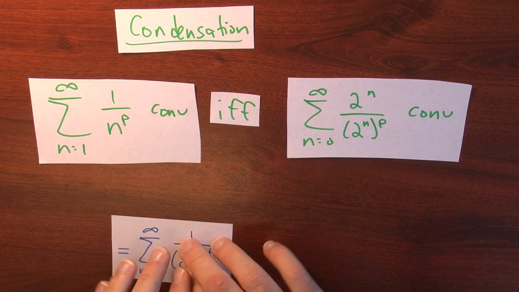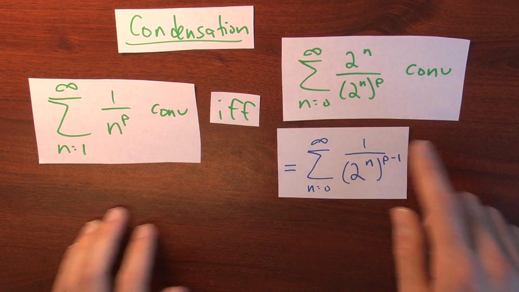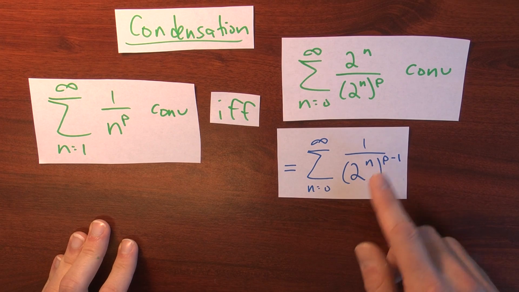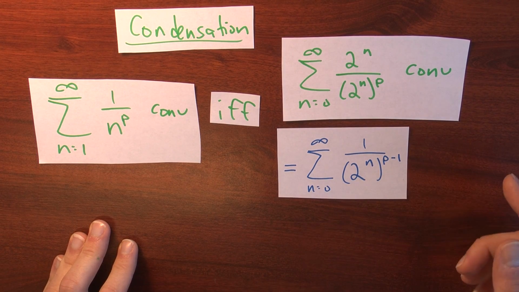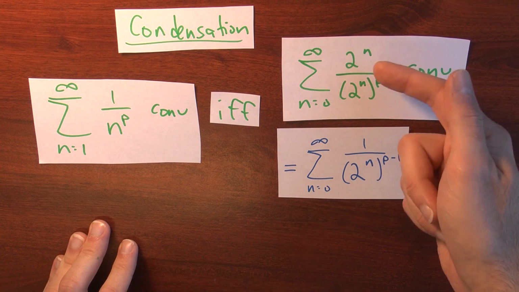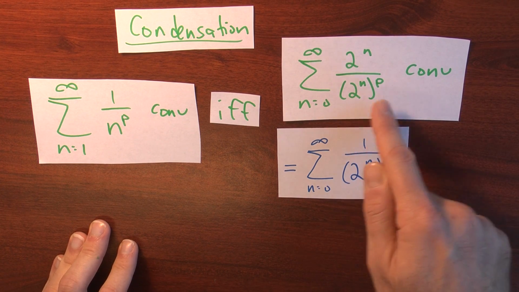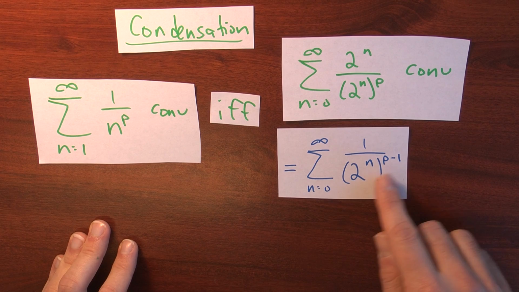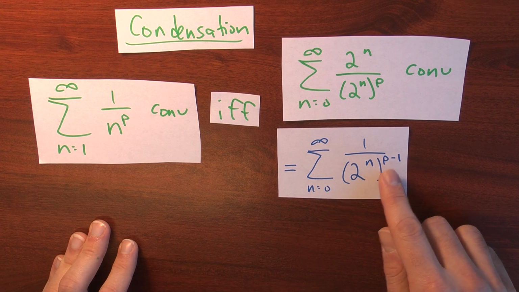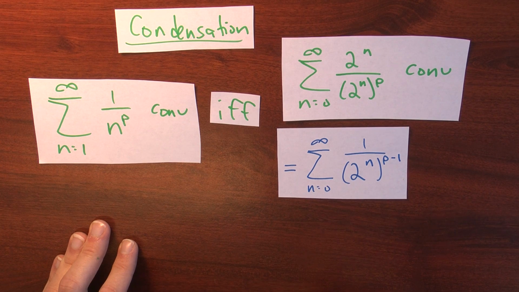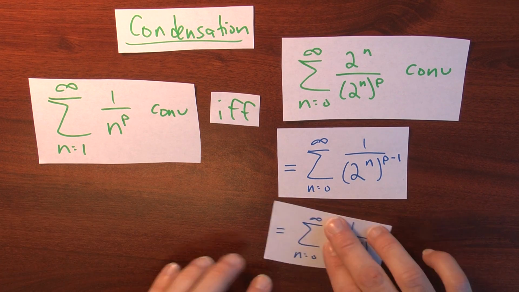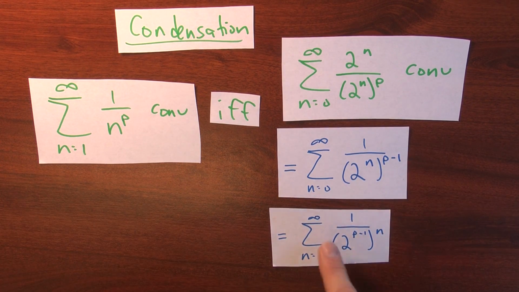Well, this series can be rewritten. This series is the same as just 1 over 2 to the n to the p minus 1 power, right? Look, I've got a 2 to the n in the numerator and a power of 2 to the n in the denominator. So I can rewrite that power in the denominator as just the p minus 1 power. Now this I could also rewrite as the sum, n goes from 0 to infinity, of 1 over 2 to the p minus 1, to the nth power.